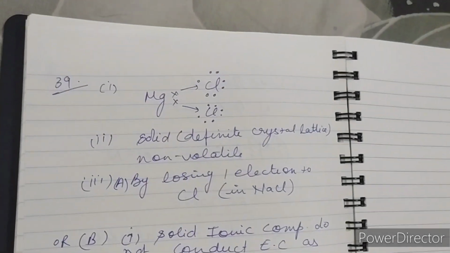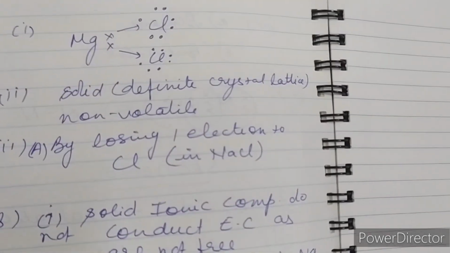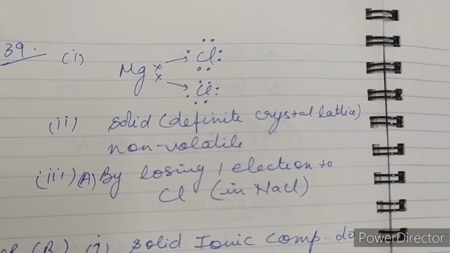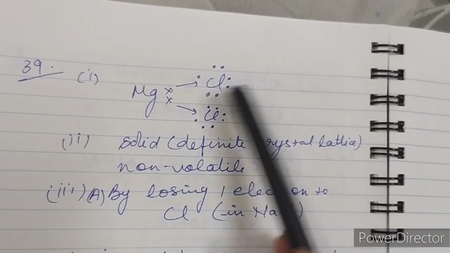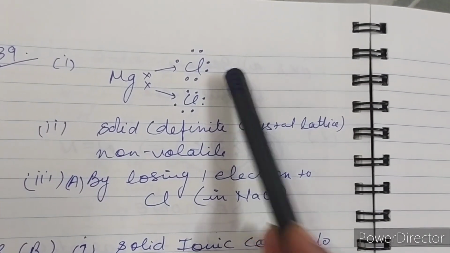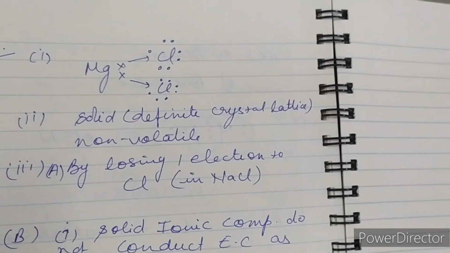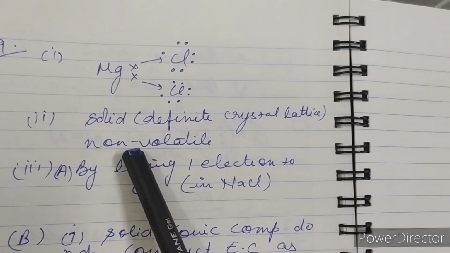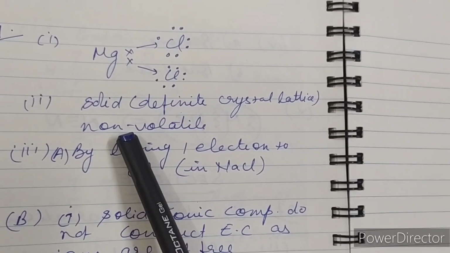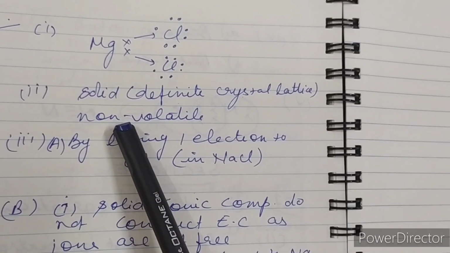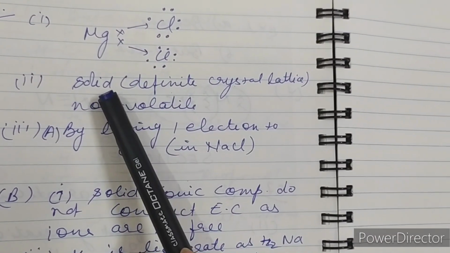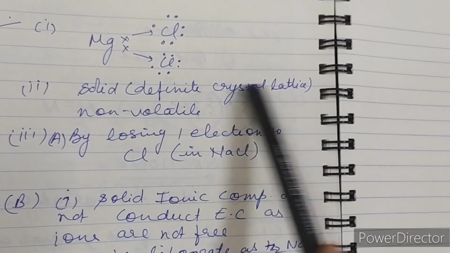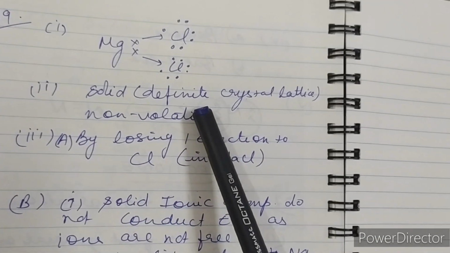Next is question number 39, in which they have asked you to draw a structure to show the transfer of electrons from magnesium to chlorine. So this is a structure showing the transfer of electrons from magnesium to chlorine. Second was in solid state. You have to write 2 physical properties of ionic compounds. So one is crystalline, definite crystal lattice. They exist in solid state in a definite crystal arrangement, and they are non-volatile.